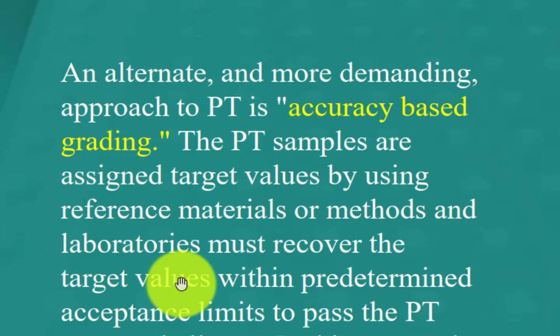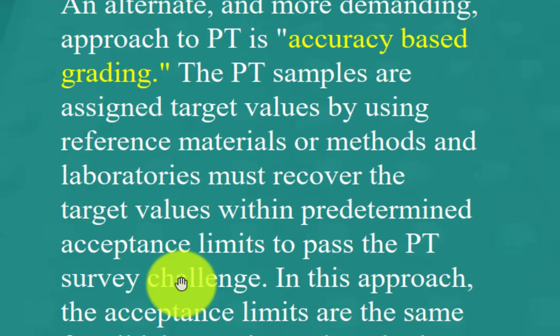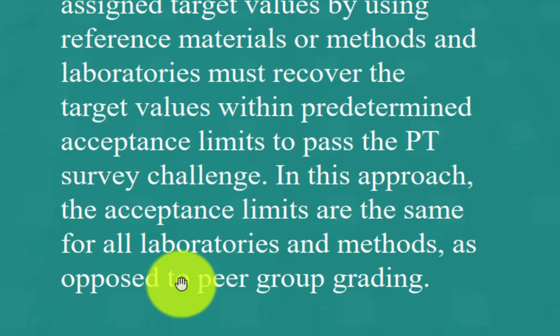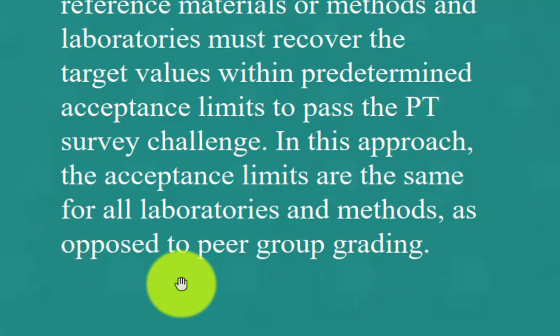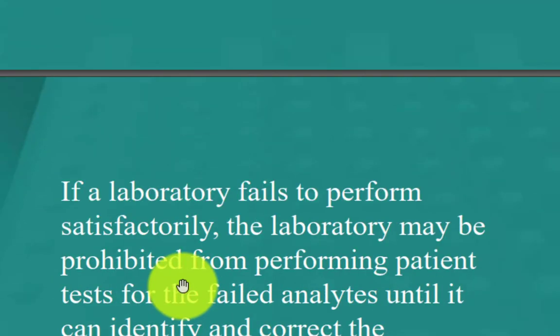An alternate and more demanding approach to PT is accuracy-based grading. The PT samples are assigned target values by using reference materials or methods, and laboratories must recover the target value within predetermined acceptable limits to pass the PT survey challenge. In this approach, the acceptance limits are the same for all laboratories and methods, as opposed to peer group grading.